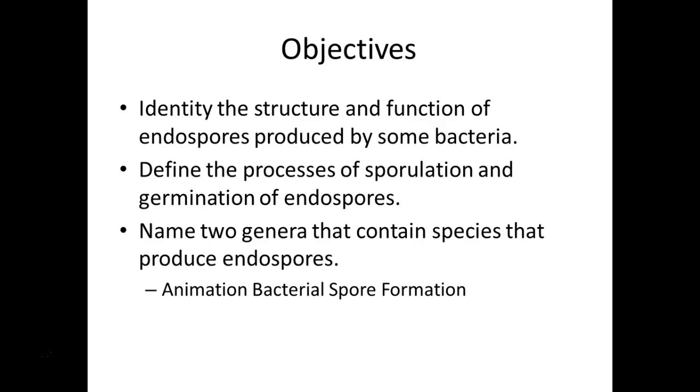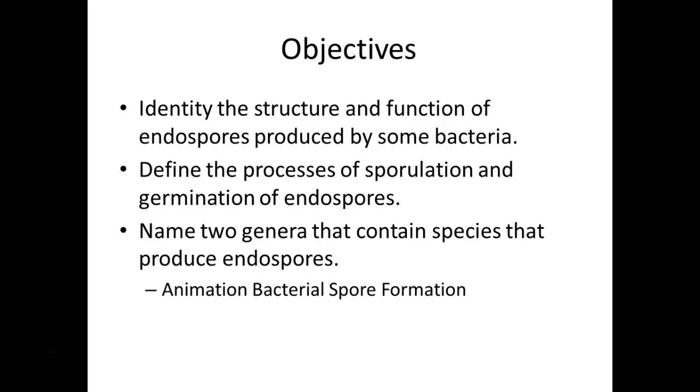And so the endo refers to that it forms within the cell. Spore almost sounds like it's reproduction, right? But in this case, it is not. It's a dormant form of that cell. And so this process of forming the spore is referred to as sporulization. That process of going from the spore back to the original cell is called germination.